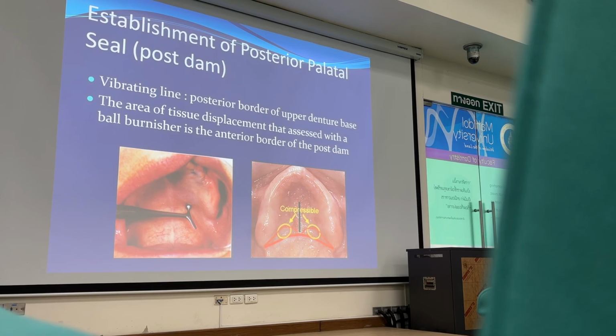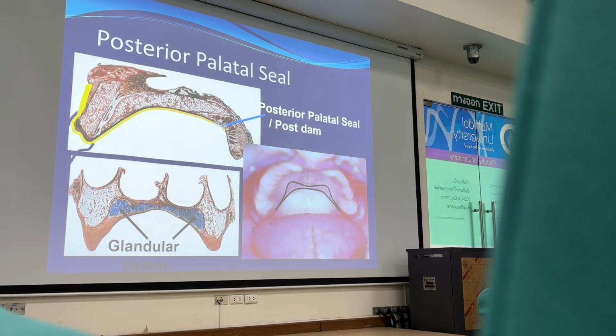Okay, this instrument you will know when you learn operative dentistry. It is an instrument that can be used to check how much we can displace the tissue. Just remember the post-dam, what it is, and we will learn it later in another lecture. The posterior palatal seal is the one you need to remember. We try to find the posterior palatal seal, which is here, like the post-dam.